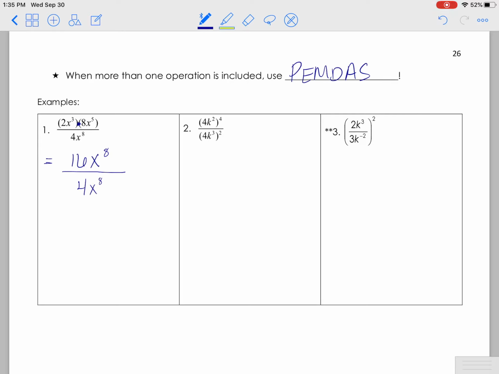Now this problem looks just like what we just were doing. Now I can divide. So 16 divided by 4 is 4. x to the 8 minus 8, the same thing as x to the 0 power. Again, this whole thing turns to a 1, so it's really 4 times 1. So my final answer is 4.